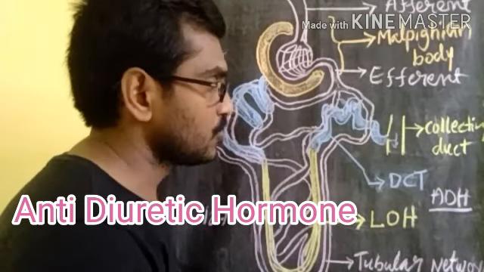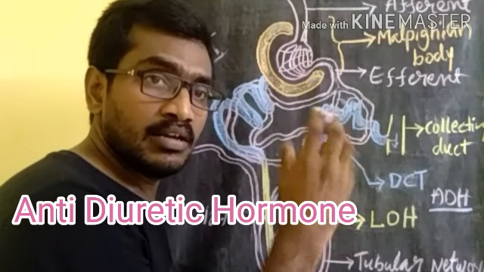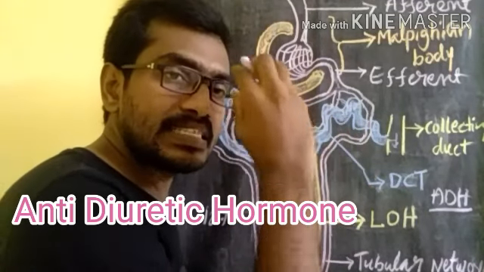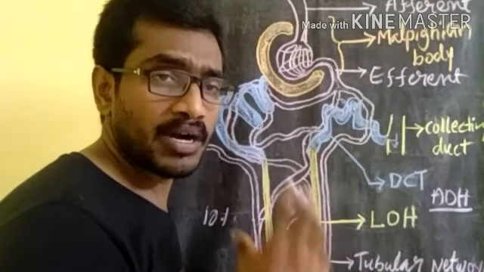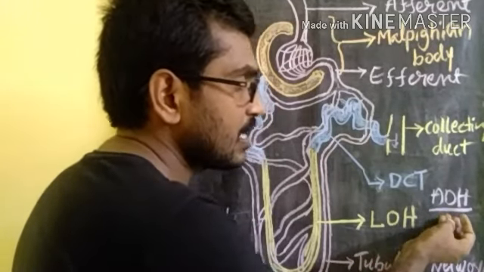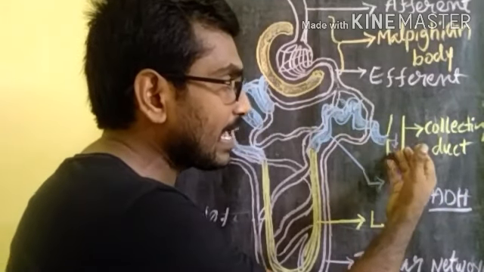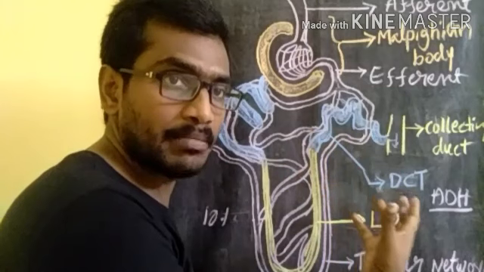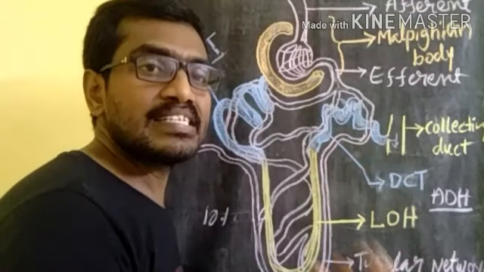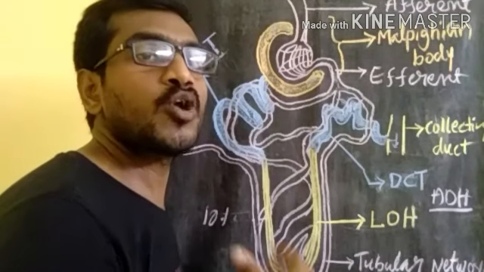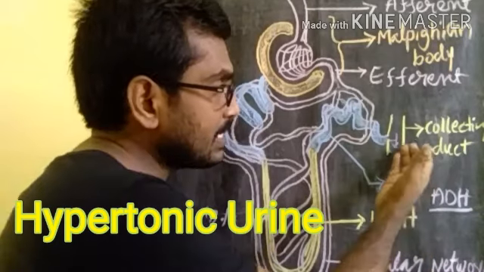antidiuretic hormone. This antidiuretic hormone is released when the water content is less in the body fluids. When the water content is less, it is released, and this initiates the reabsorption of water from the collecting duct, from the primary urine. Then after that we get a concentrated urine. It is hypertonic urine. When compared to blood, it is hypertonic.